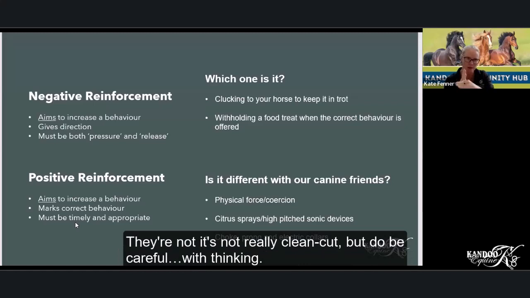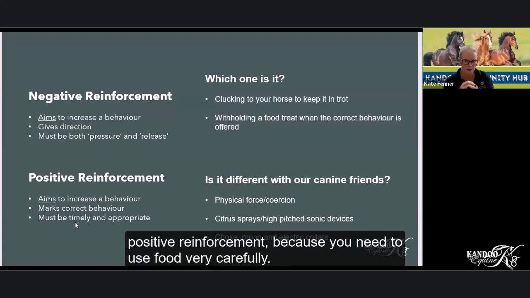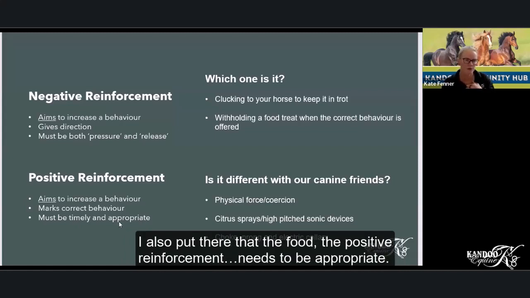It's not really clean cut, but do be careful with thinking that because you're using food, it's always positive reinforcement, because you need to use food very carefully. And I think that's worth remembering. I also put there that the food, the positive reinforcement, needs to be appropriate.